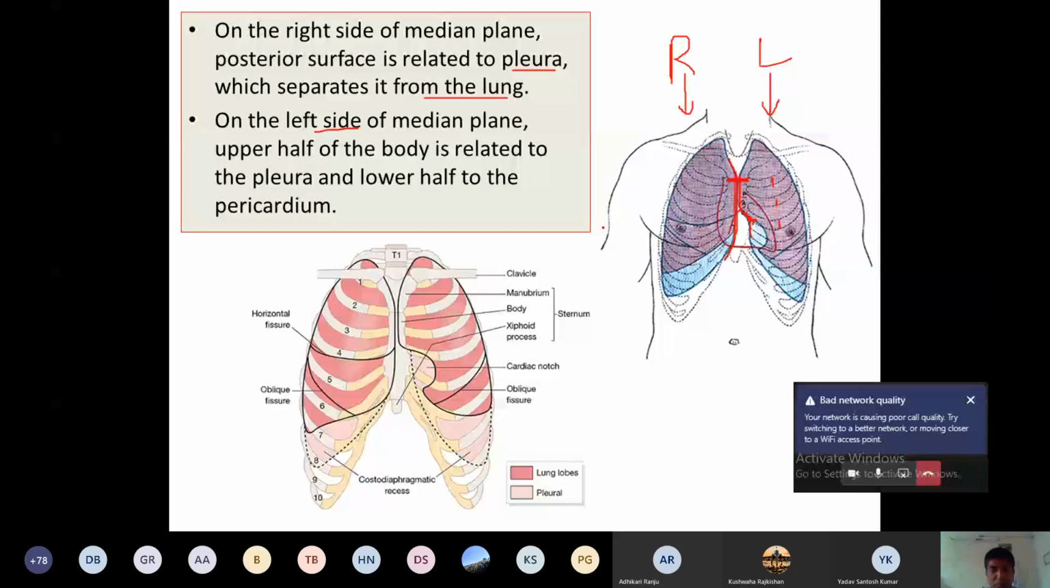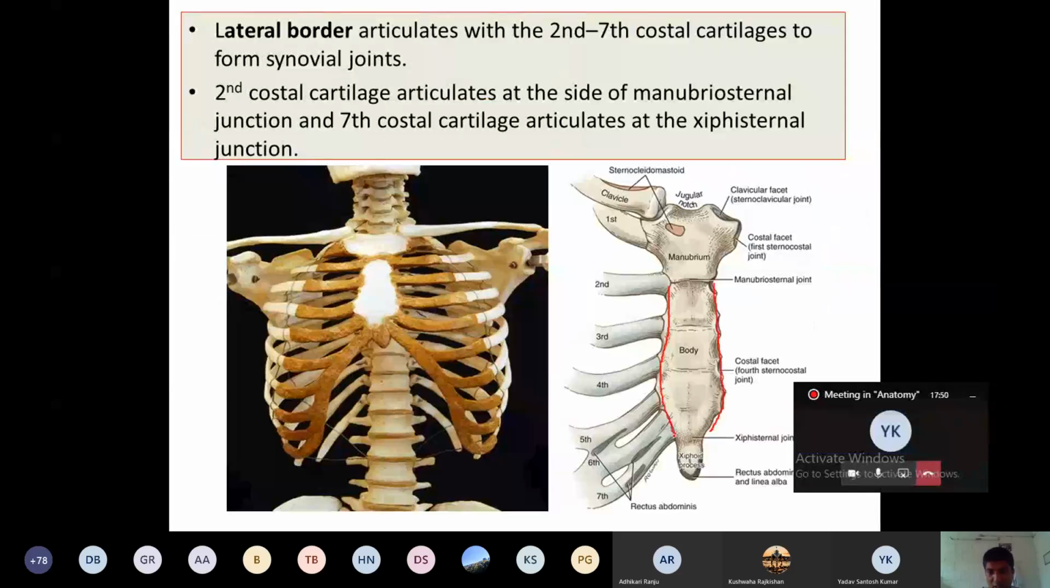Now come to the lateral border of the body of the sternum. See, this one is the lateral border. Easily you can identify the lateral border now. There are two lateral borders of the manubrium and two lateral borders of the body.